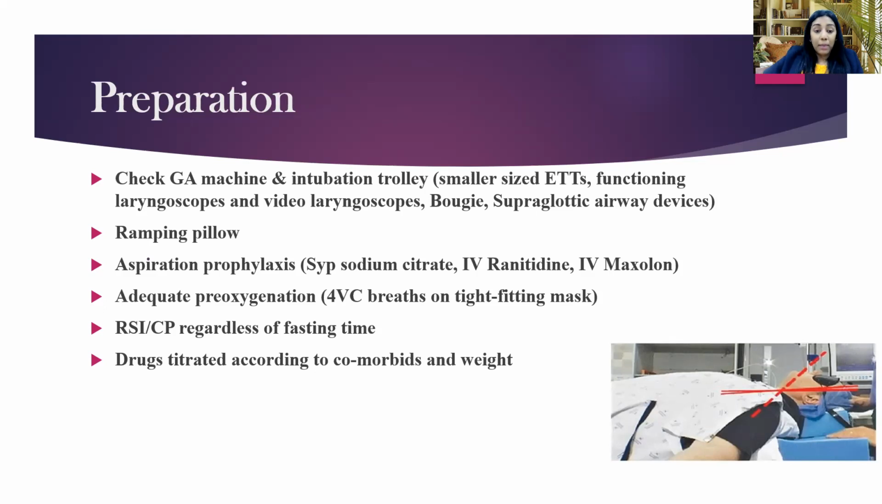Prepare a ramping pillow. You might need it. Get the aspiration prophylaxis into the patient. Here we usually give sodium citrate and ranitidine. Maxolon is optional. Adequate pre-oxygenation. Sometimes in a crisis, it will be difficult to wait for that 5 minutes of pre-oxygenation. So what you can do is hold the mask tightly on the patient's face and ask them to take 4 vital capacity breaths. Rapid sequence induction and cricoid pressure is a must, regardless of the fasting time.